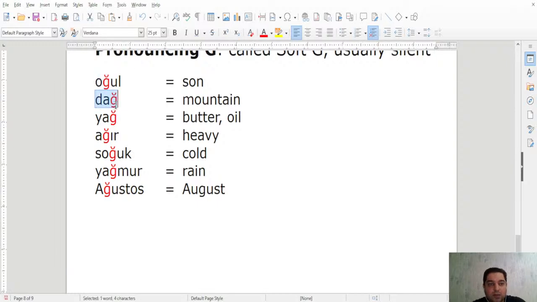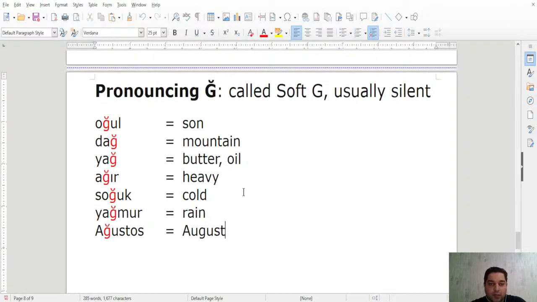So here it is prolonging: dağ, yağ. Ağır, it is silent. Soğuk, it is silent. Yağmur, it is prolonging, right? Ağustos is silent. That is the yumuşak G, okay?